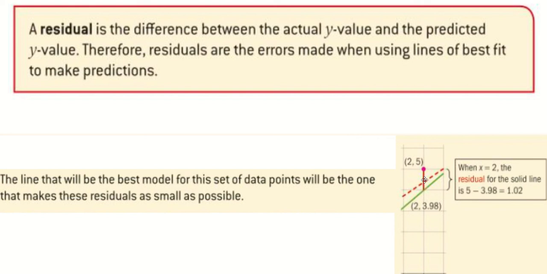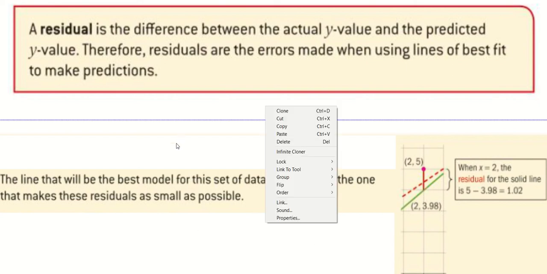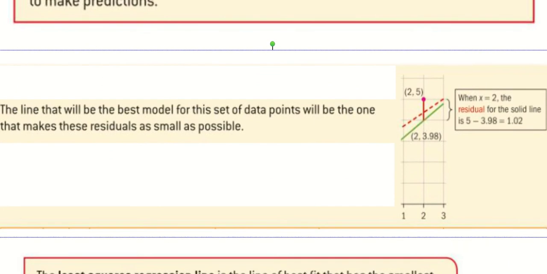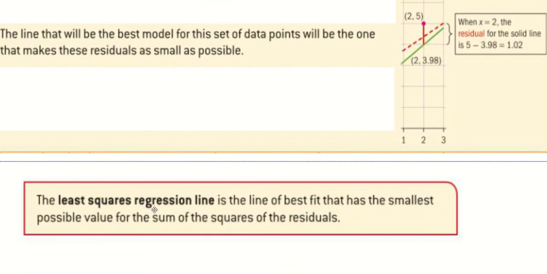When the calculator actually calculates this regression line, it's finding the difference between this point and a point on the line. It squares that difference so that it doesn't matter whether the point was above or below, so that the sign doesn't have any change. And then it minimizes the sum of those. So the least squares regression line is the line of best fit that has the smallest possible value for the sum of the squares of the residuals.